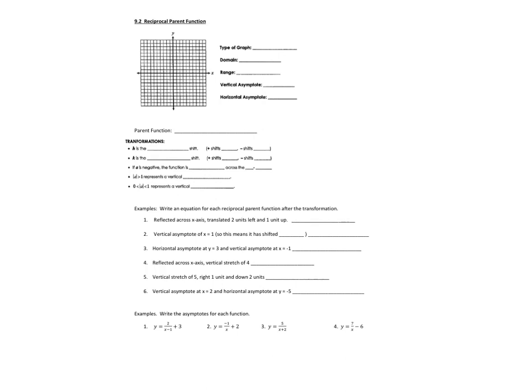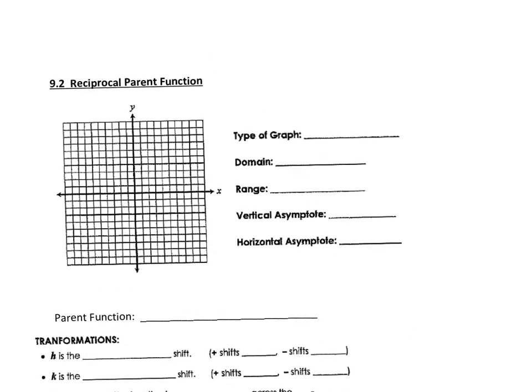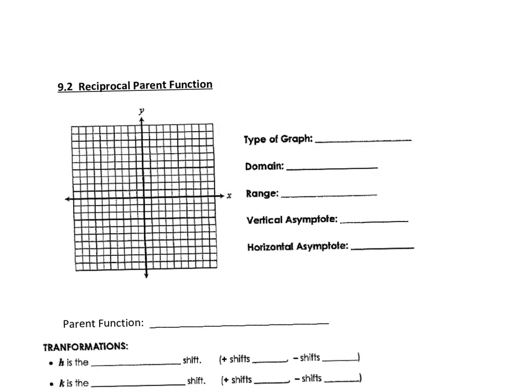This section is about the reciprocal parent function. The reciprocal parent function makes the shape called a hyperbola. That's the shape of the graph. So the parent function is y equals a over x minus h plus k. Some key things to look at is that x is going to be in the denominator of a fraction.